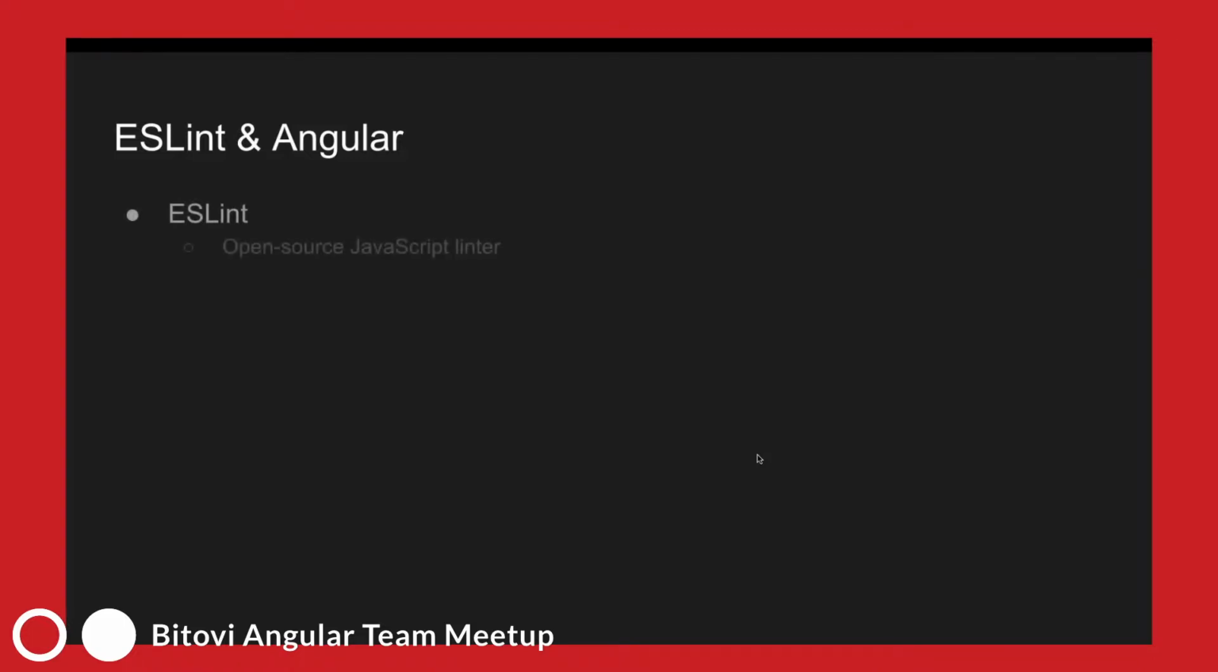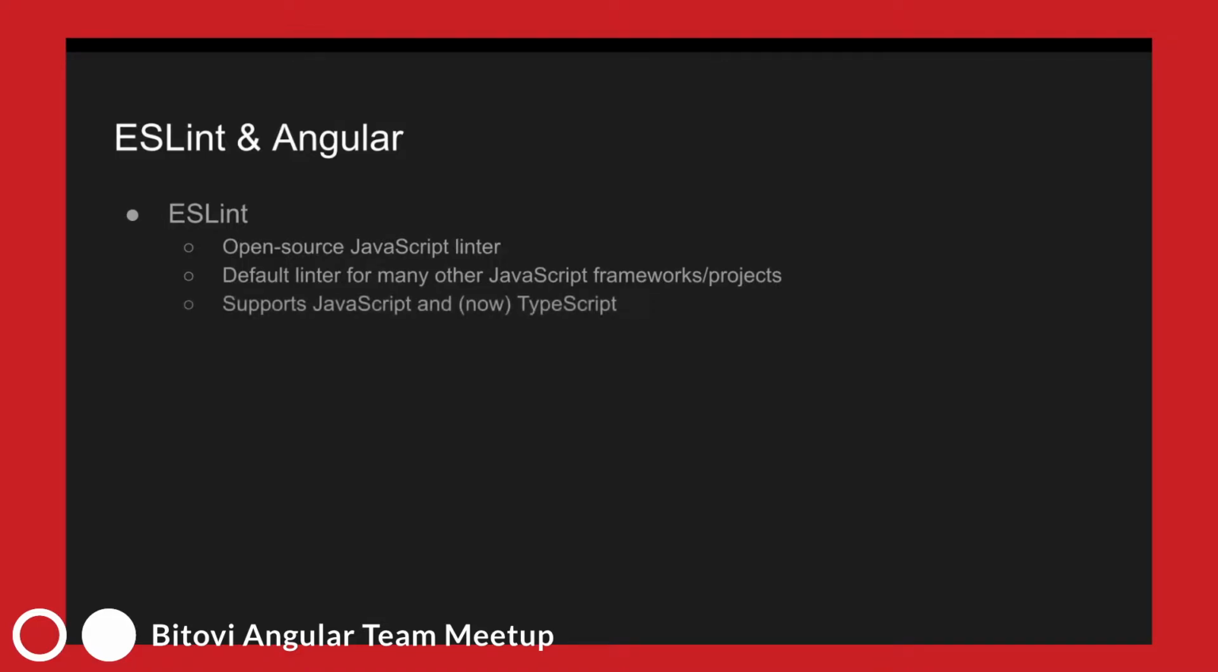So Eslint in Angular. Eslint, as I've said, is an open source JavaScript linter. It's the default linter of choice for a lot of other JavaScript frameworks and projects out there, front end and back end. It's really Eslint across the board these days. It has supported JavaScript for a long time, and we now have TypeScript support in here as well.